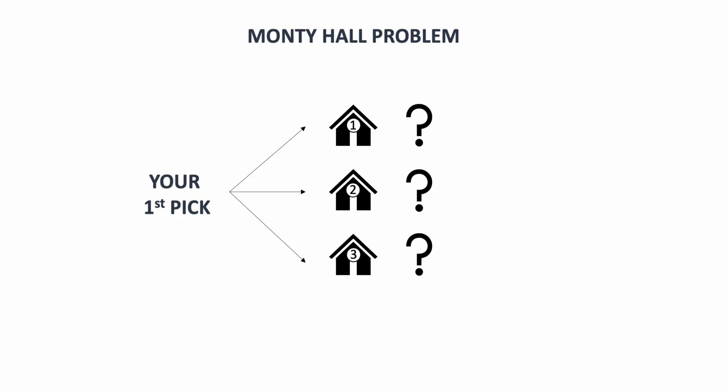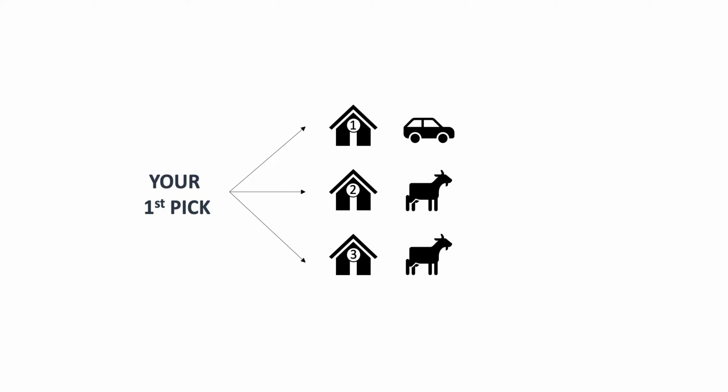Today we look at the Monty Hall Problem. In the Monty Hall Problem, you are required to pick a door. If you pick the correct door, you get rewarded with a car. But if you choose the wrong door, you end up with a goat. So there's a car door and then there are two goat doors.